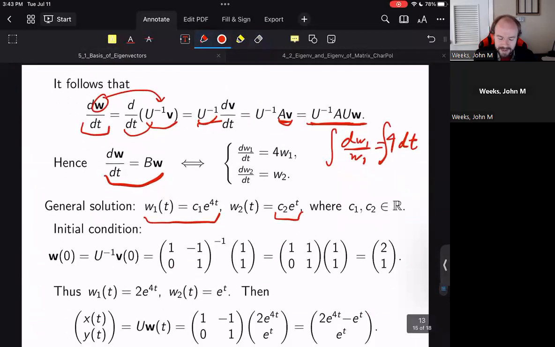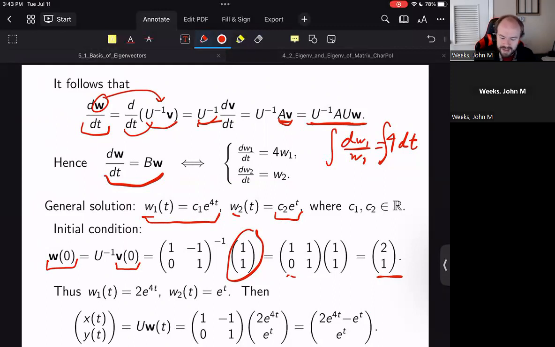So now we're back here. That's our vector. v0 is 1, 1. That's this guy right here. And we'd like to write that in terms of w, because that's what we have our initial conditions for. So we write w0 equals u inverse of v0. Well, here's u again, and we're going to invert it before multiplying. And that's going to get us 2, 1 as our vector here.